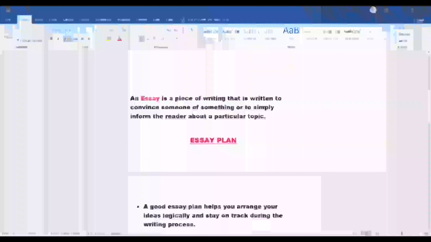So, talking about an essay, an essay is a piece of writing. Piece of writing means you write it down, written to convince someone of something or to simply inform the reader, or you can say to deliver some kind of information to the reader about a particular topic. You need to choose a topic or you are given a topic and then you need to write an essay about it. Now, what an essay plan is, or what a good essay plan looks like.